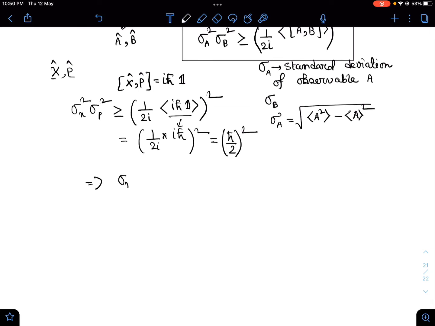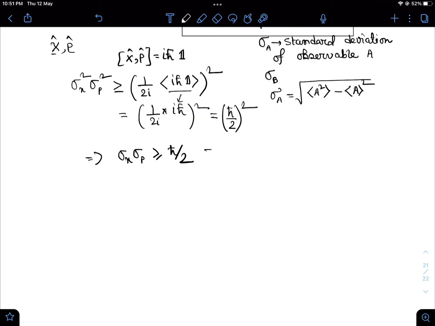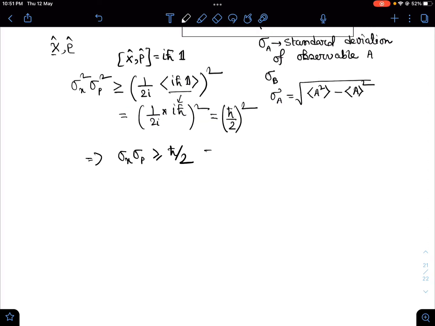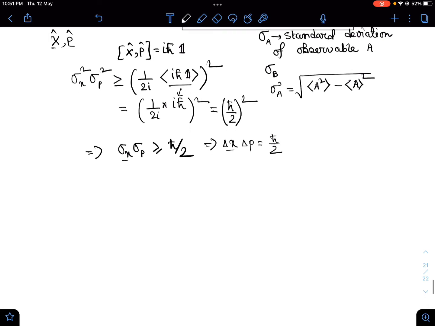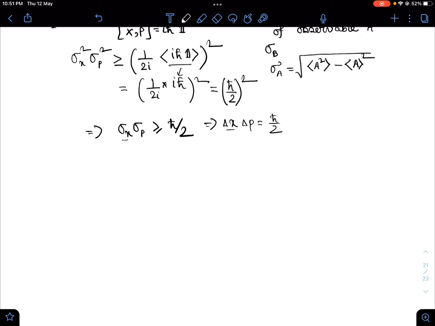So sigma x, sigma p should be greater than or equal to h cut by 2. We are denoting this by this formulation. For the ground state energy, let us assume that the uncertainty relation satisfies the minimum one. That means delta x delta p is equal to h cut by 2. So for the given problem, we have the energy or Hamiltonian of this form.